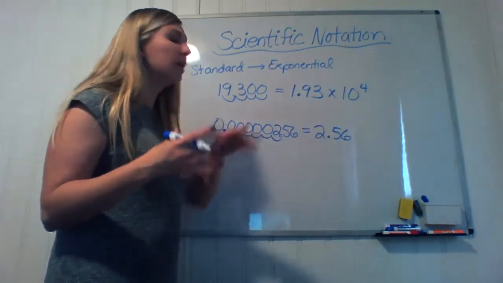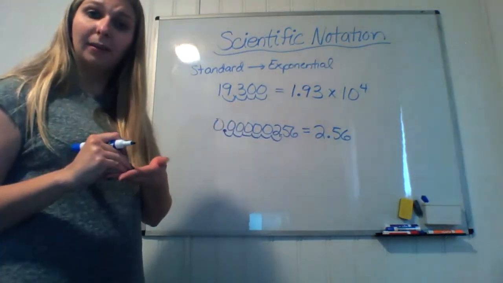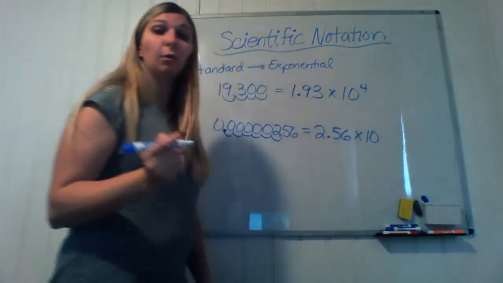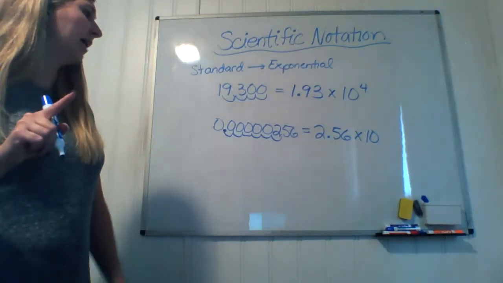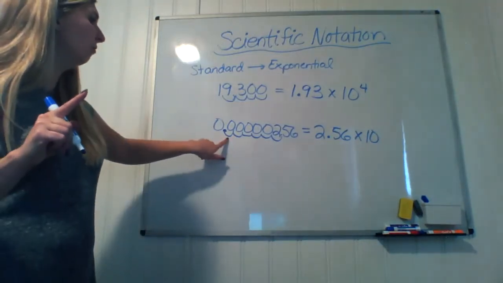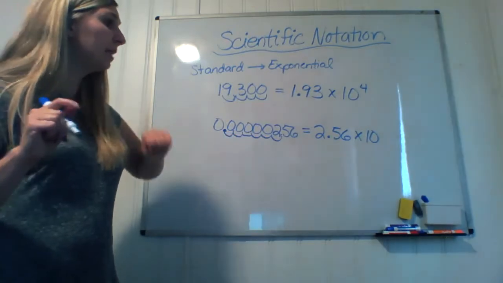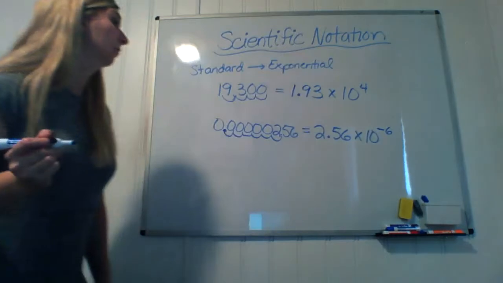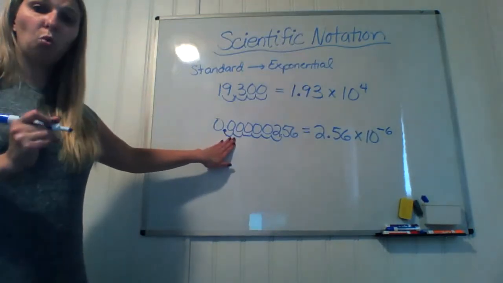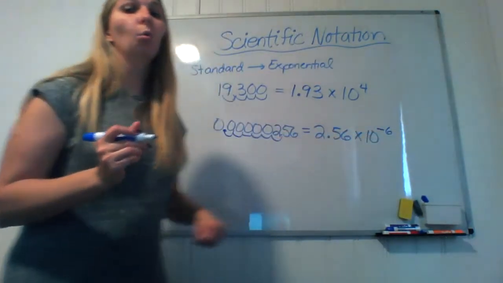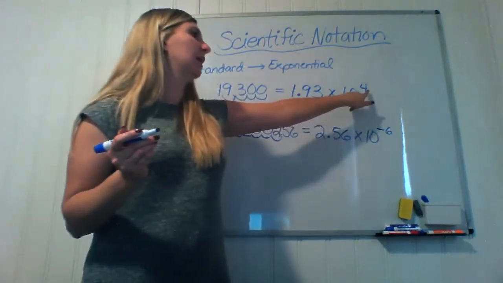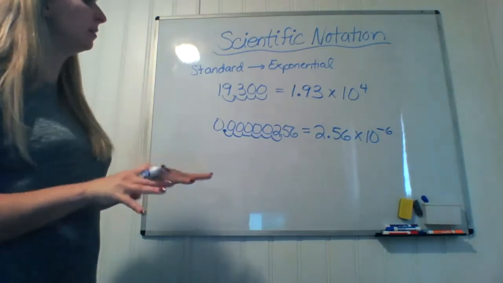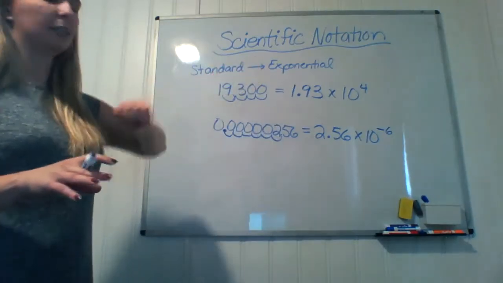And then when we have a number less than 1, the exponential power, the power of 10, is going to be a negative value. So how many places did we move? 1, 2, 3, 4, 5, 6 places, and it's going to be negative 6. So when it's less than 1, the exponent is negative. When it's greater than 1, the exponent is a positive value. That's an example of standard to exponential.